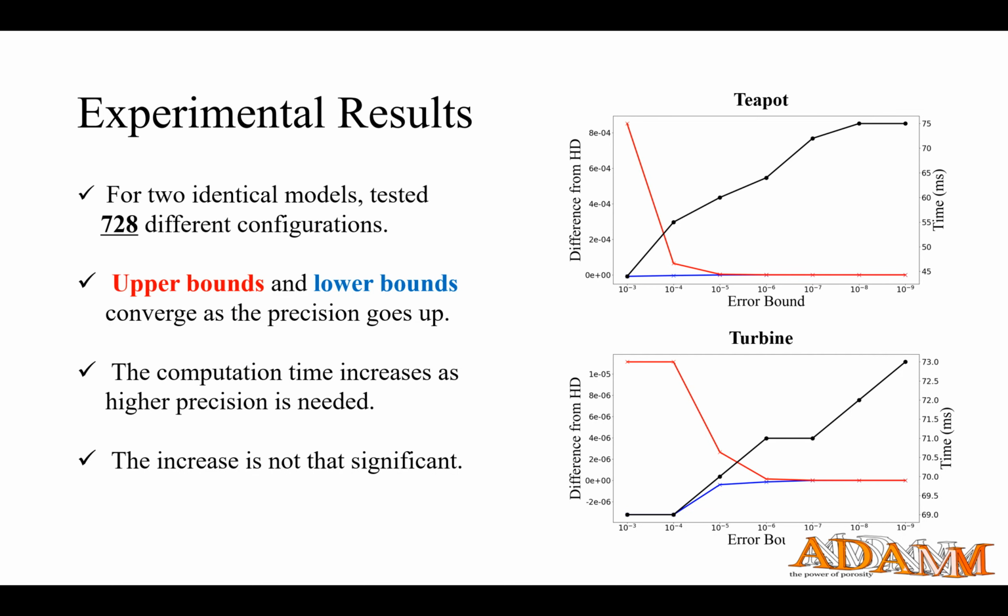In the experiments, we computed HD for identical models in many configurations. We can see that the bounds converge and computation time increases as precision goes up. However, you can see that the increase of computation time is not that significant.